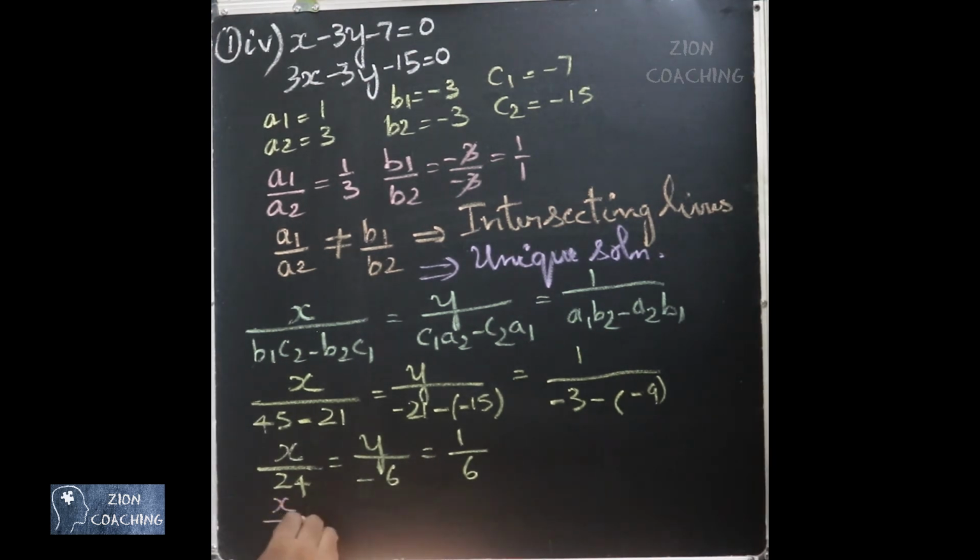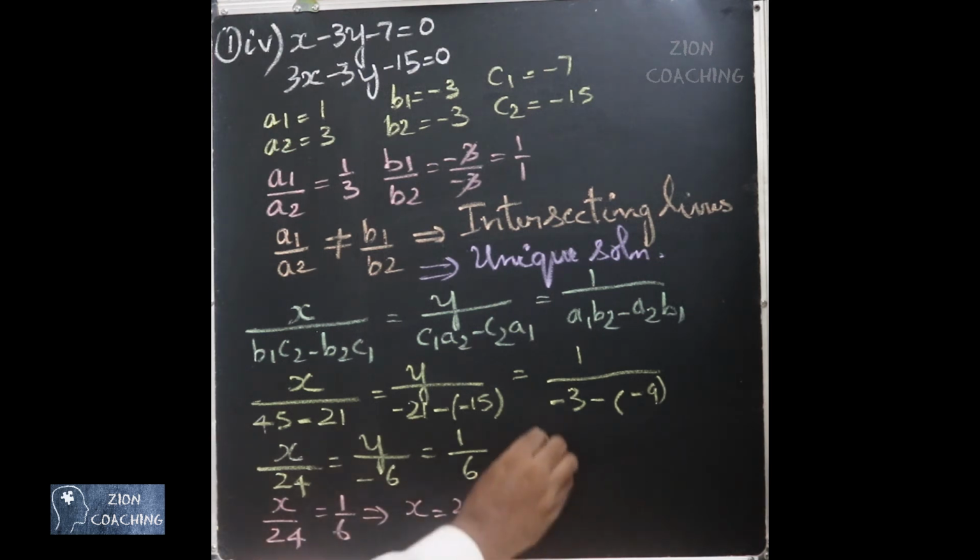X by 24 equal to 1 by 6 implies, taking this 24 to that side, we will have x is equal to 24 divided by 6, that is 4. Now we have found x value. We have x value is equal to 4.